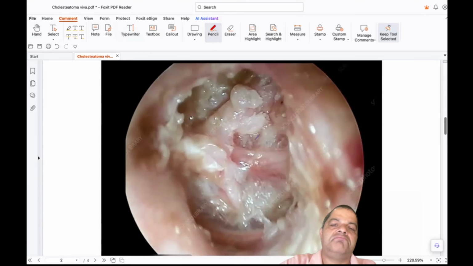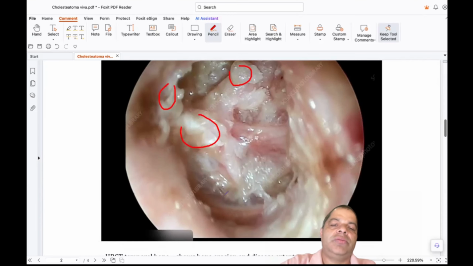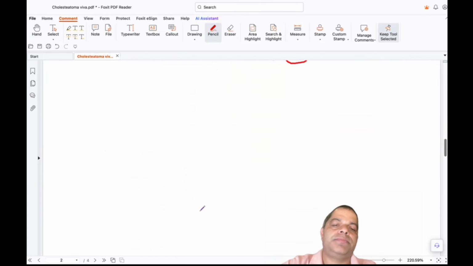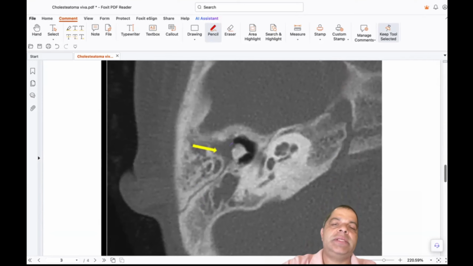You can see the cholesteatoma in this picture. These are all cholesteatoma, white and flaky. You can see here, this is flaky, all whitish cholesteatoma. You can see that almost the whole area is eroded by cholesteatoma. On HRCT temporal bone, we can see bone erosion and extent of the disease. What do you see? Bone erosion and extent of disease. This is the CT scan. You can see the cholesteatoma here, exposing this area. This cholesteatoma is blackish.